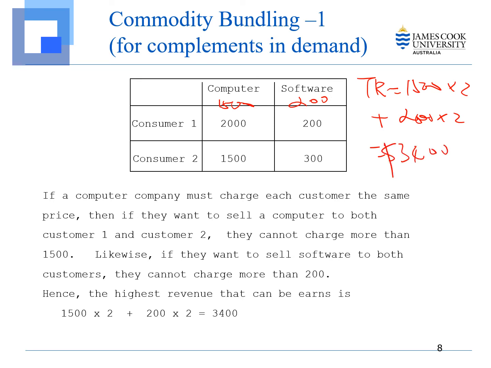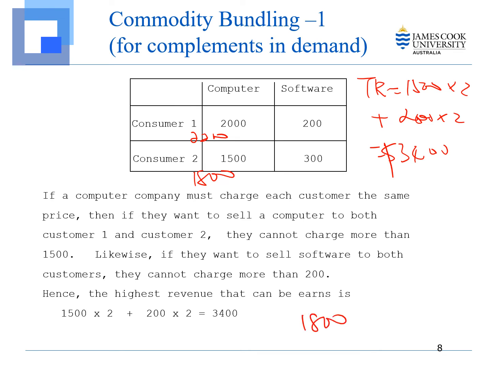That's total revenue. All right. Now what I'm going to do is let me bundle computer and software together. So if I bundle together, consumer 1 is willing to pay $2,200. Consumer 2 is willing to pay $1,800. And I'm going to set the price of the bundle to be $1,800.